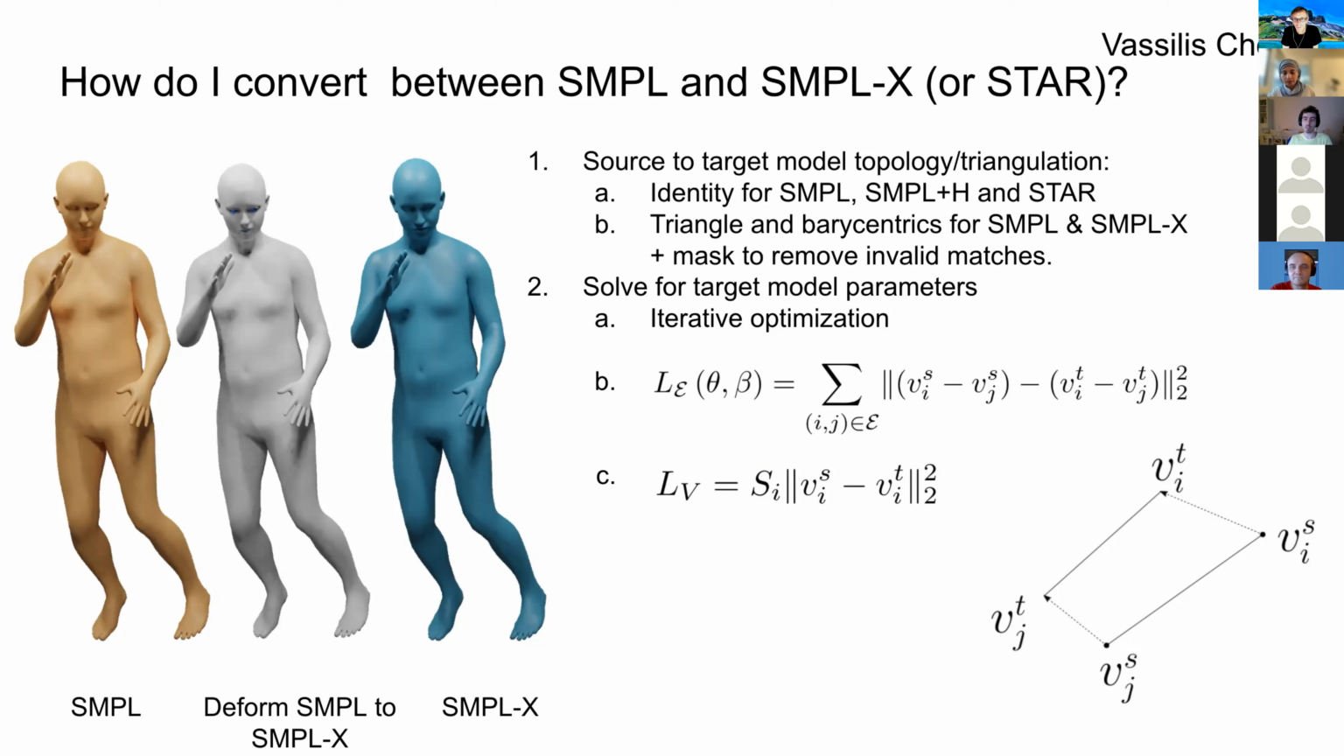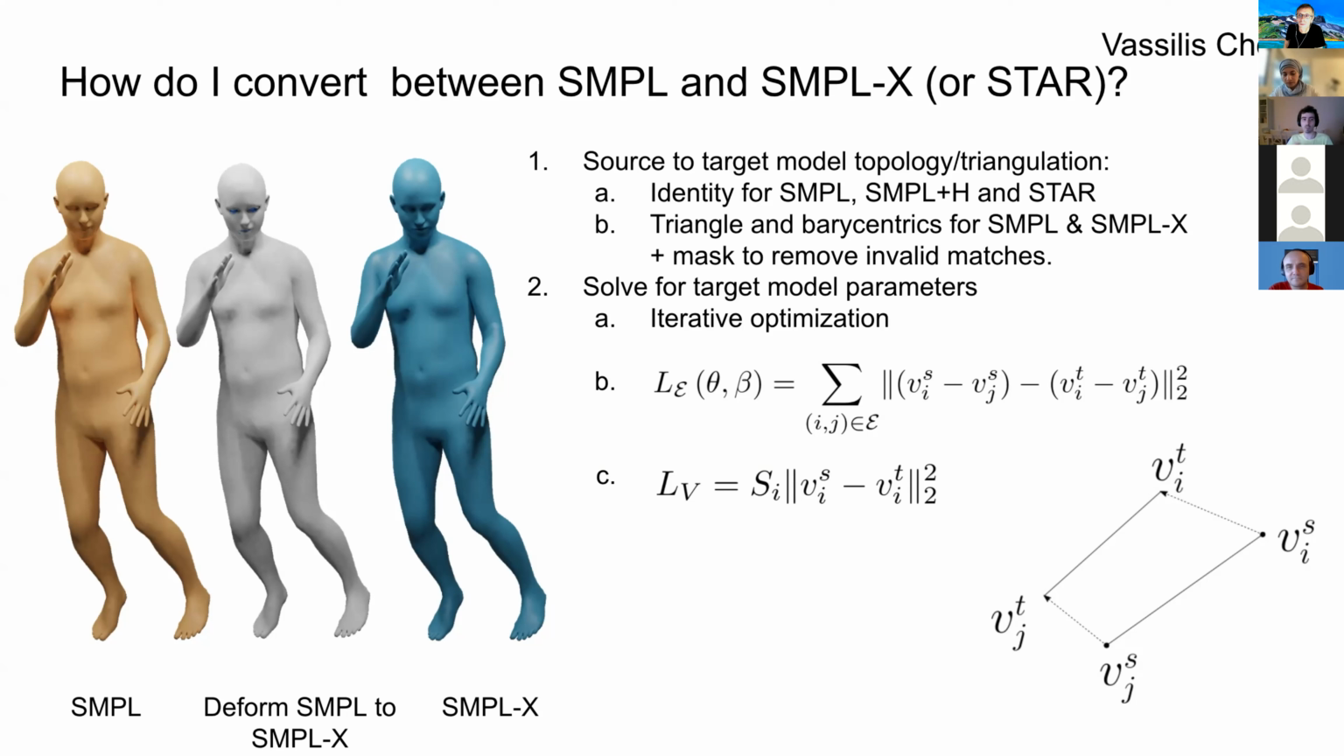For SMPL and SMPL-X, what we do is register the two meshes, so we use non-rigid alignment to bring them to correspondence, and then for every point on the SMPL-X mesh, we find its nearest neighbors on SMPL and store the index of the triangle and the barycentrics. So from this, we have a mapping. From every SMPL mesh, we can use the barycentric interpolation to compute a mesh in SMPL-X topology.